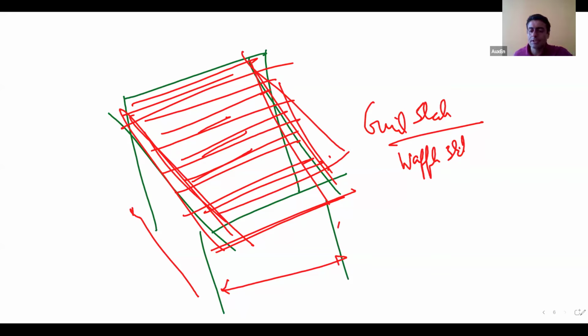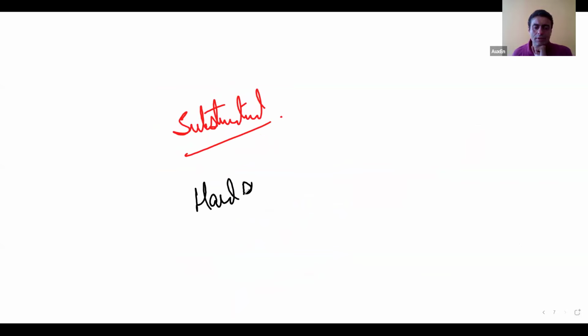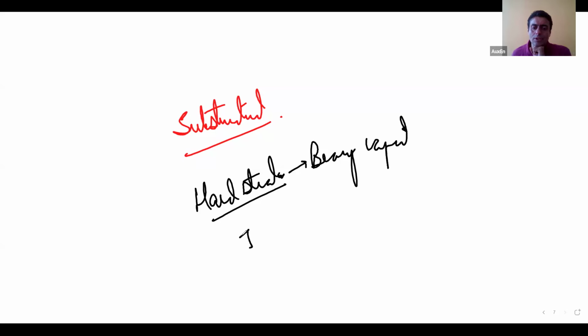Now, how does the substructural system change? How does the substructural system change with the changes in the condition of your underlying strata? So if you have a hard strata with good bearing capacity, generally you may come up with isolated footings. Yes or no?